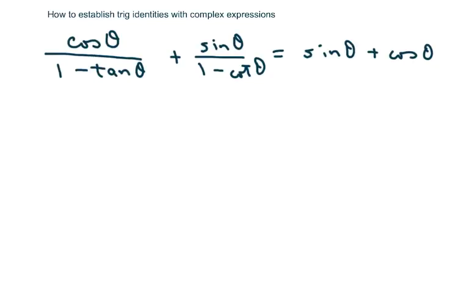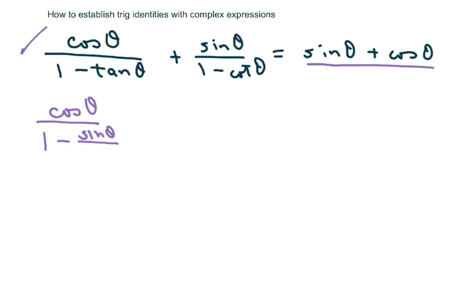Everyone, we're going to learn how to establish trig identities with a complex expression, namely this one, and it's only one problem here. The first thing I notice is that the left side is more complicated and the right side is pretty simple. So I'm going to manipulate the left side, and I'm going to write everything in terms of sine and cosine first, using my trig ratios.